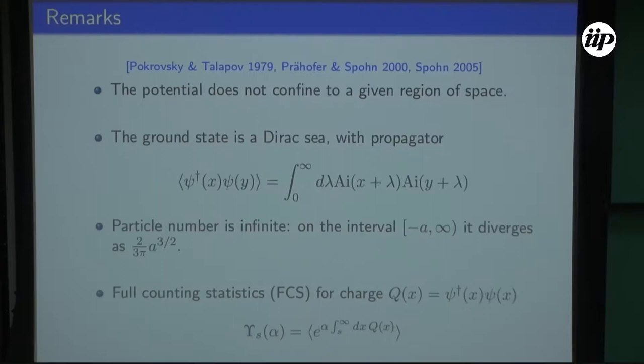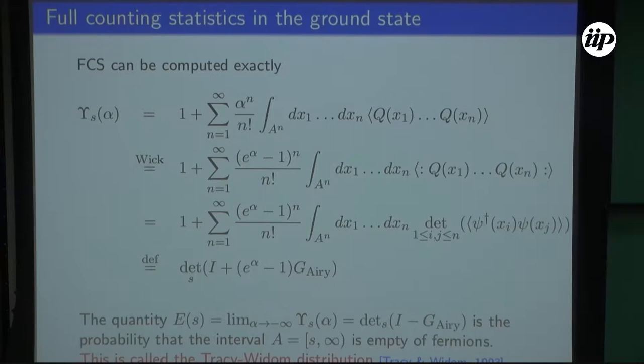In principle, this formula is valid for any alpha. But you can look at the limit alpha goes to minus infinity, which will essentially select only the case where the charge is zero. Then it's like computing some kind of emptiness. You compute the probability that there are no fermions in some interval from, let's say, minus infinity to S. If you use this formula, then you get exactly the formula from the previous talk.